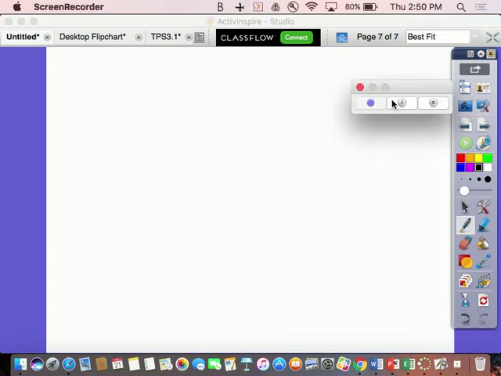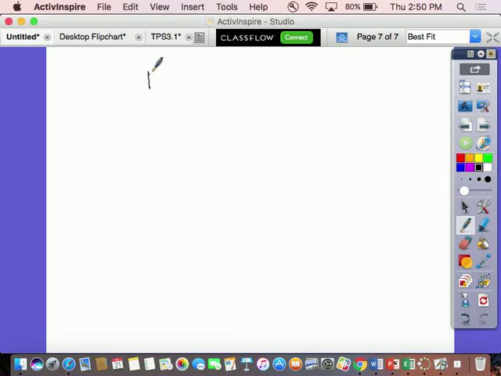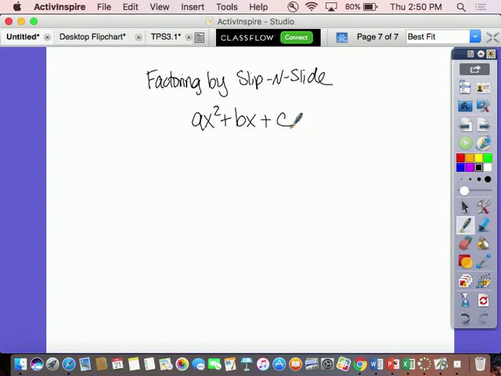All right, so now, for the sake of the video, I'm going to show you the same exact problem with a shortcut. We're going to call it factoring by slip and slide, and you use it when you're factoring ax squared plus bx plus c. We're going to do lots of examples, but our first one is going to be the one we just did: 6x squared plus 7x minus 5.